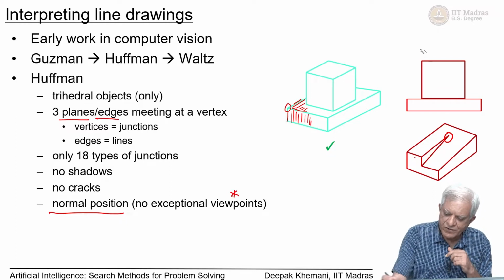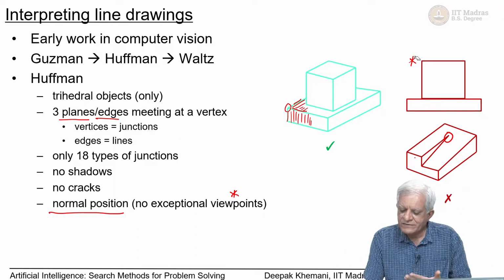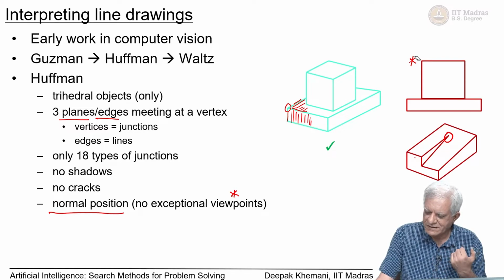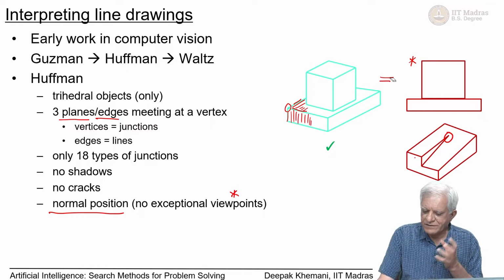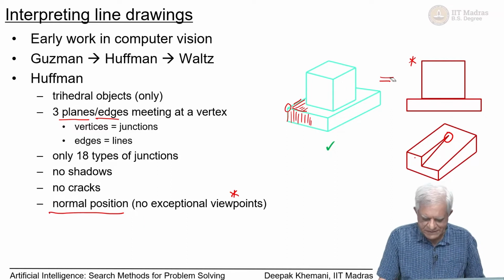So, an exceptional viewpoint, for example, is this one, where you can only see one face of the figure essentially. So, you can't figure out that the edges have 3 things meeting essentially, but whereas these 2 figures could be the same essentially, except that the viewpoint shows clearly that this is a trihedral object, the viewpoint on the right does not show that essentially.